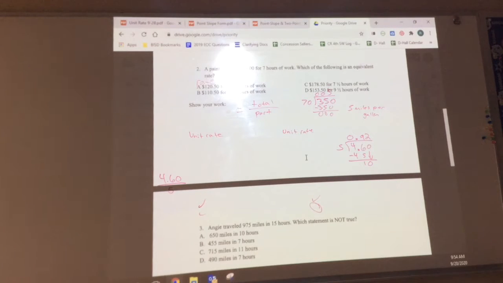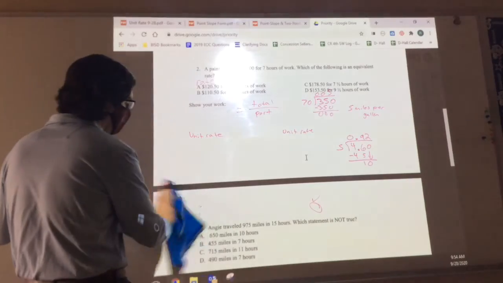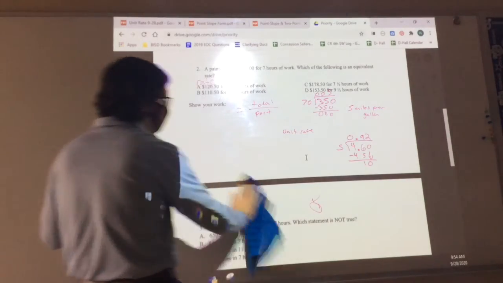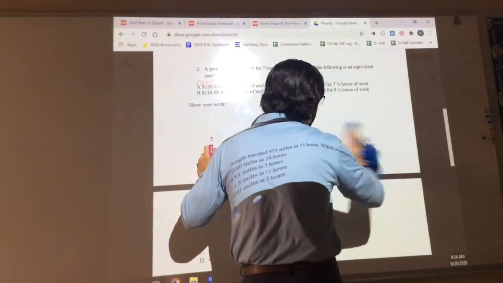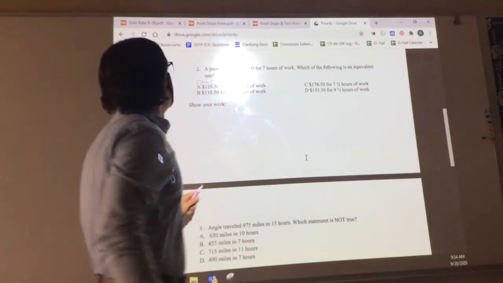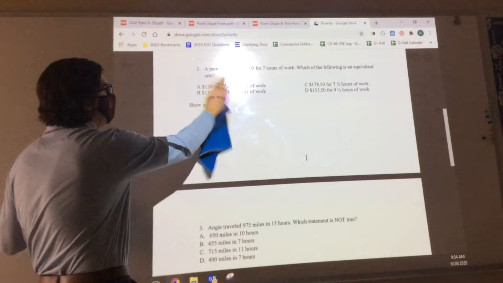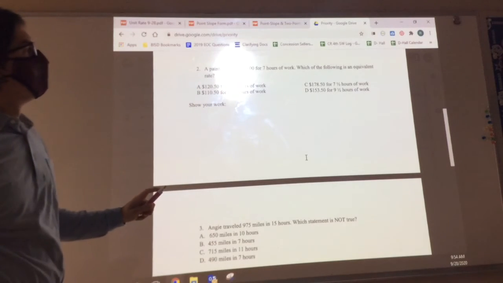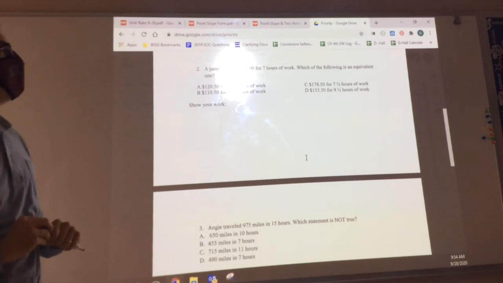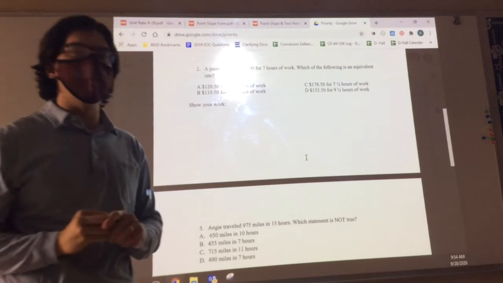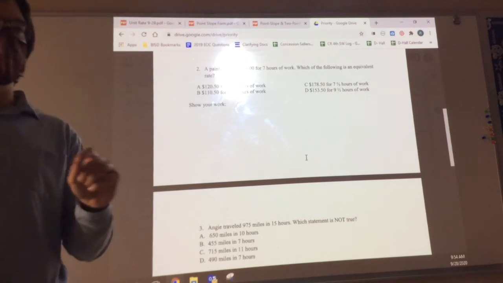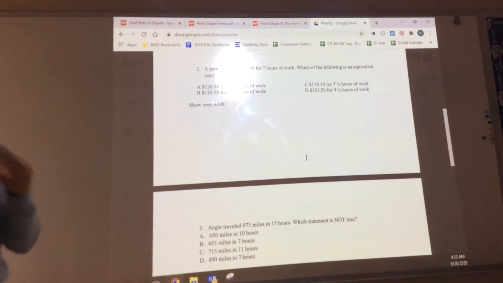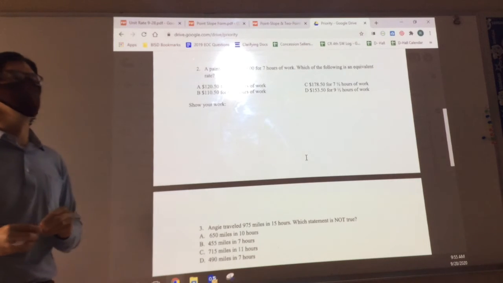Okay, number 2. It's the same type of question, but this time we're not talking about which one doesn't work. We're going to talk about which one does work. So, the question says, a painter earns $119 for 7 hours of work. Which of the following is an equivalent rate? So what I want to do is figure out how much does this painter earn for 1 hour of work? Can anybody tell me how I would do that? Isaac, what do you think?